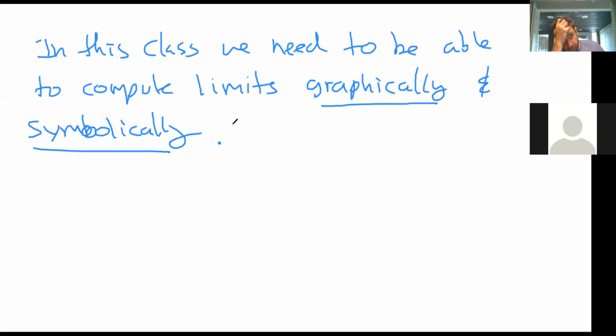So that is what your next assignment is going to be about. It's going to be about how do we compute limits? How do we understand certain sort of properties of limits, and what information can we gain by studying the limits of certain functions.